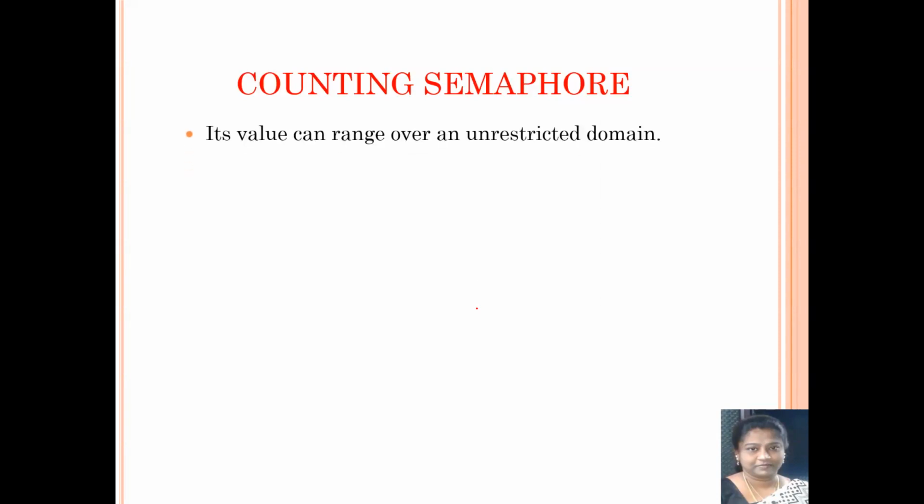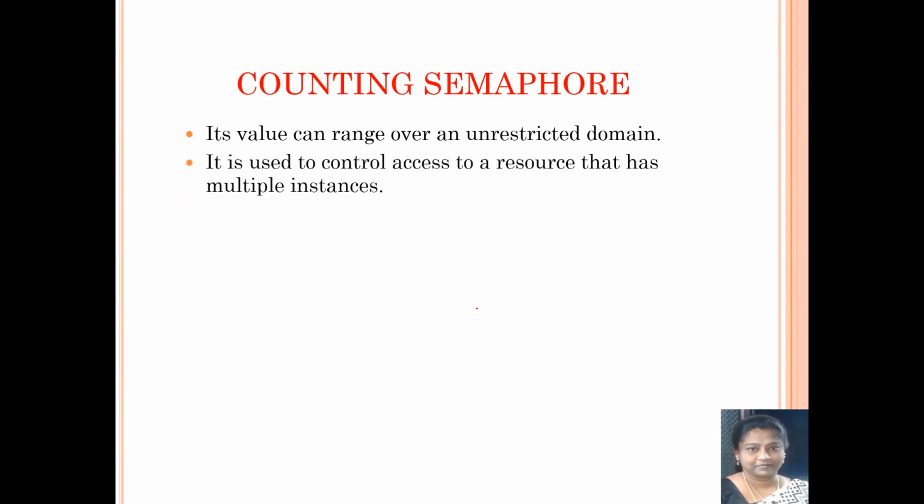Now coming to the next type of semaphore, which is called the counting semaphore. A counting semaphore value will range over an unrestricted domain. That is, it can be any integer value. It can start from 0 and it can go up to n. That is called a counting semaphore. And where is it used? It is used to control access to a resource that has multiple instances.